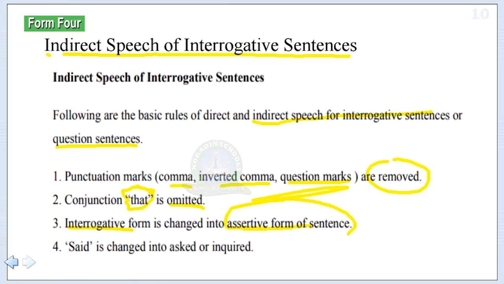For example, Ali said, "Do you speak English?" How are we going to change this one? Ali asked if I spoke English, not a question. Said is changed into asked or inquired. That's the end of our lesson.